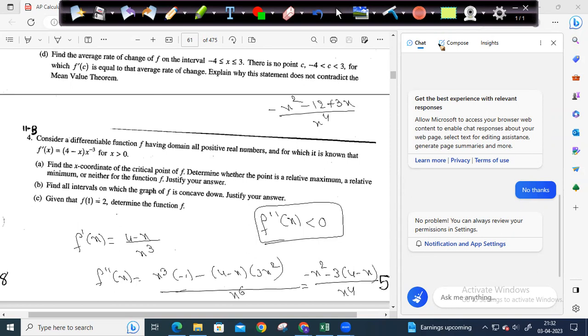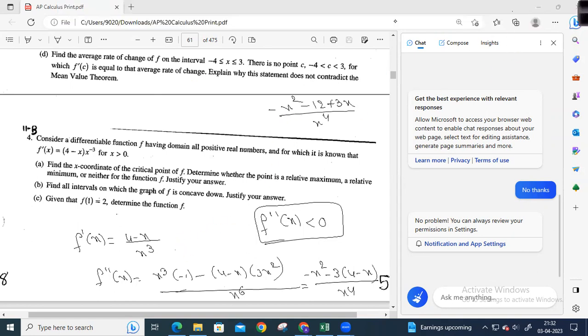So now I need to find where f double dash x is less than 0. So I'll take minus common. Has anyone done any calculation? Someone is typing. Yes, x is equal to 4. It is a relative maxima, not relative minimum.